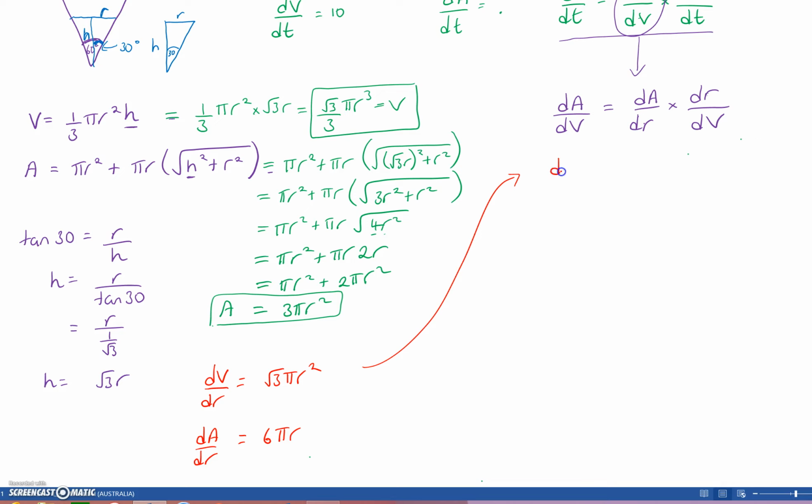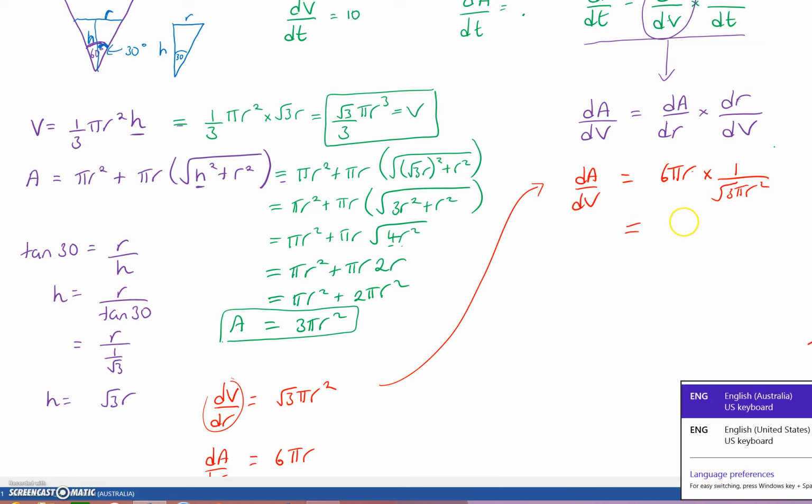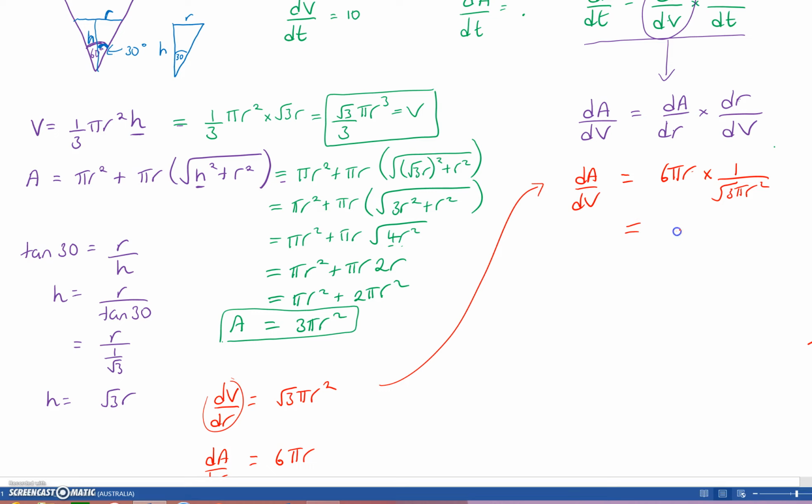So I get dA/dV equals 6 pi r, and then this one, remember, is the reciprocal of this. So it's 1 over root 3 pi r squared, which breaks down to 6 over, now that pi cancels off with that one, that r cancels off with one of those, so root 3r.